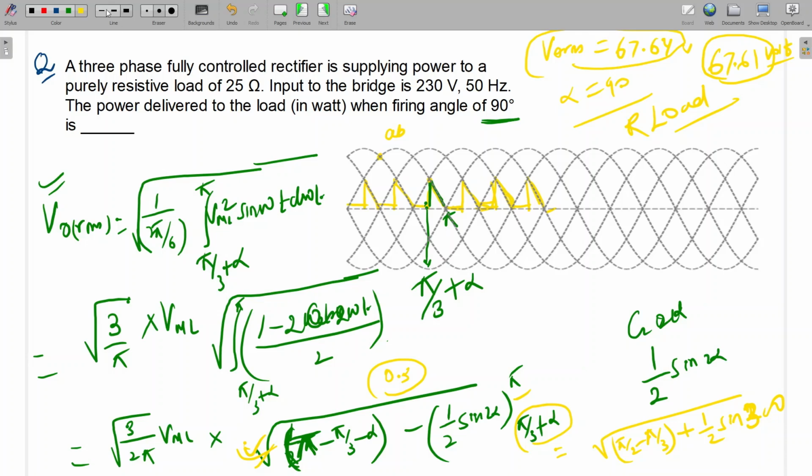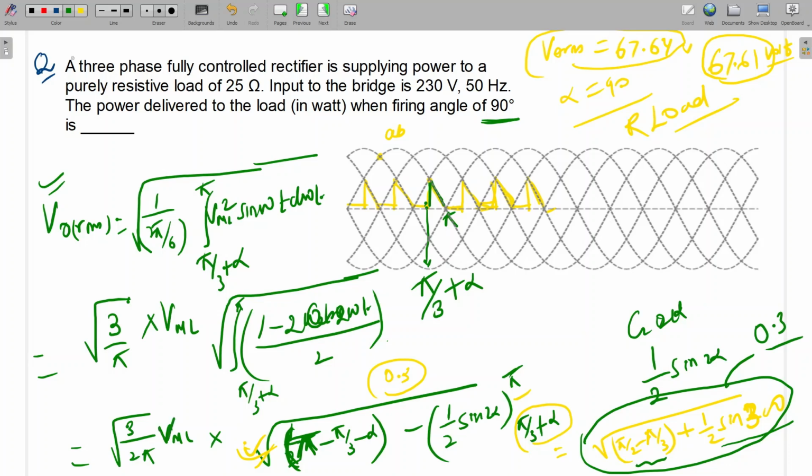See how I have done this one. This second part will be minus 1 by 2 sine 2 alpha. So for pi value it will be 0. Okay, sine 2 pi, 180, it will be 0. So it will be plus 1 by 2 sine 300. And first one is pi minus this alpha, pi by 2, so pi by 2 minus pi by 3. This total term will be 0.3. Okay. And under root 3 by 2 pi into VML.